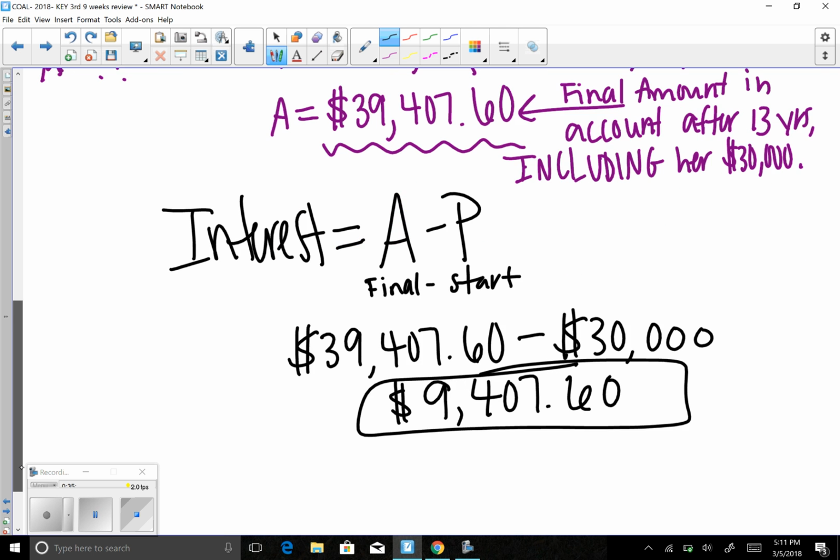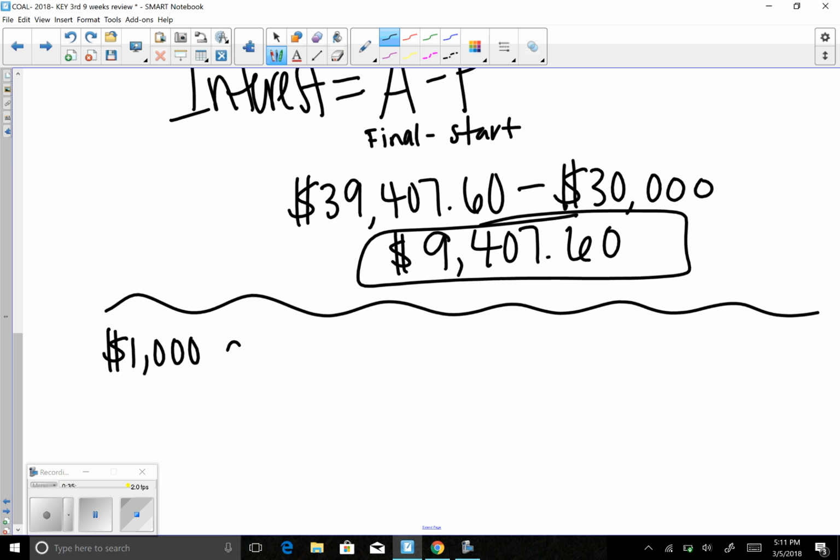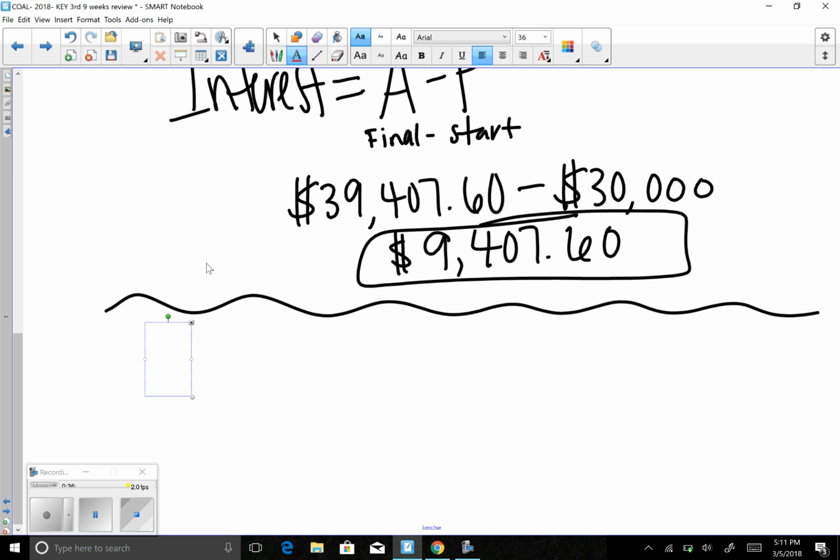Okay. I have a question for you real quick. What if I told you we're going to invest $1,000? Hold on, let me erase this. I'm going to start over. Let's say I'm going to invest $1,000 into an account when I'm 21 years old. I'm going to type this up. Let's make it smaller. This isn't on your notes. This is just something extra.